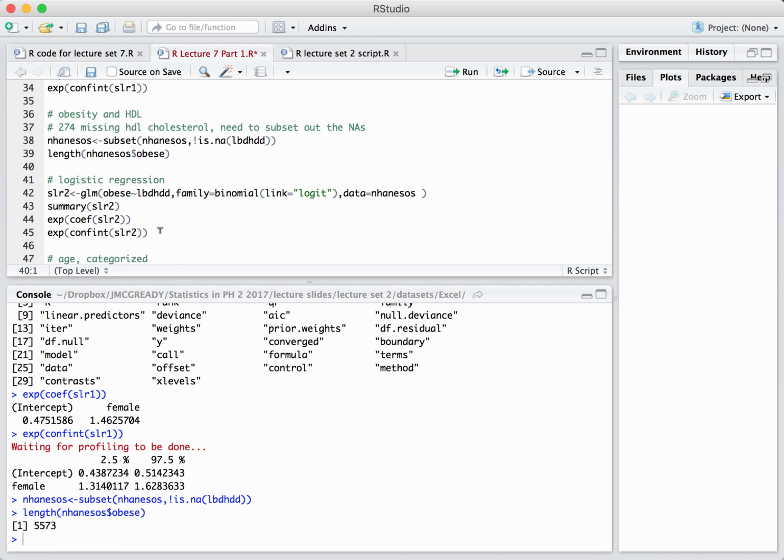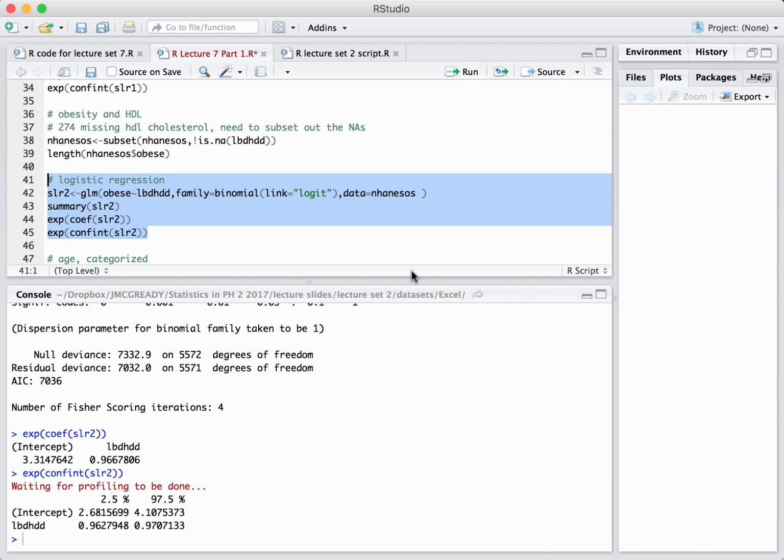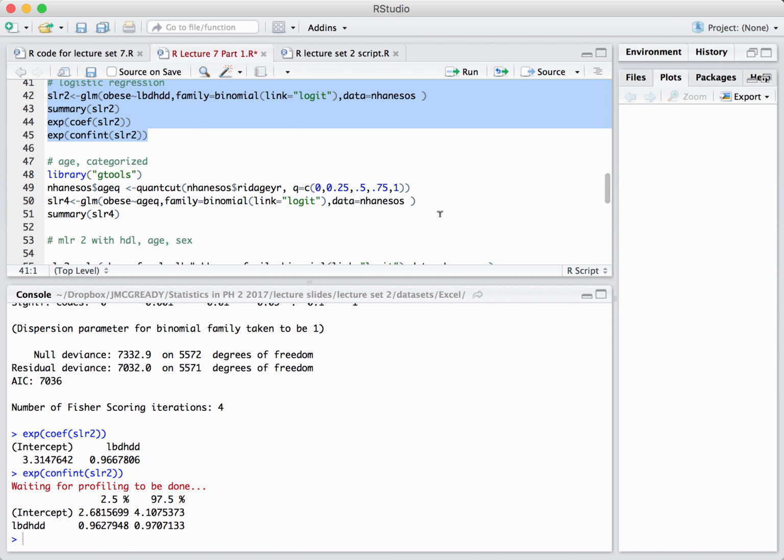This is the simple logistic regression of obesity on HDL cholesterol levels. HDL is the predictor, obesity is the outcome, and you could run this and verify. We've already shown this in the lecture on simple logistic regression, and we re-showed this in the lecture on multiple regression. So I'm just setting things up.